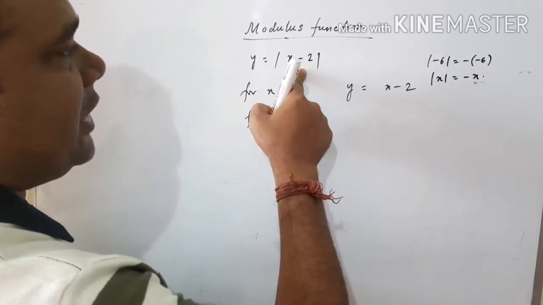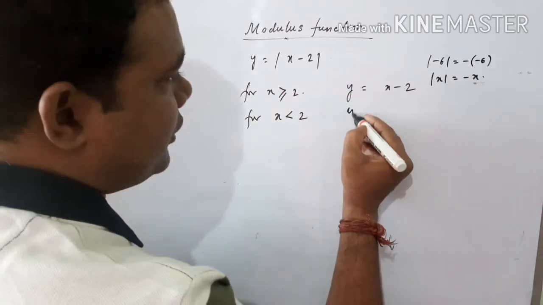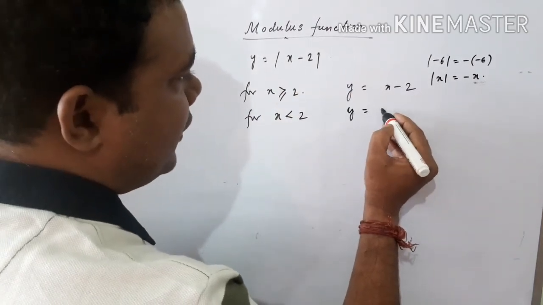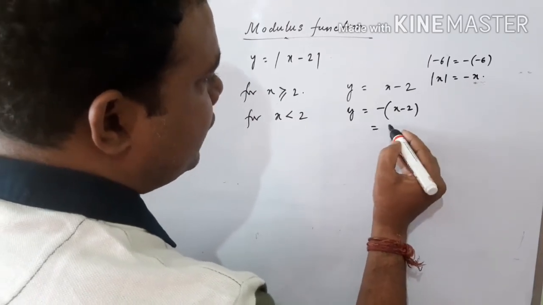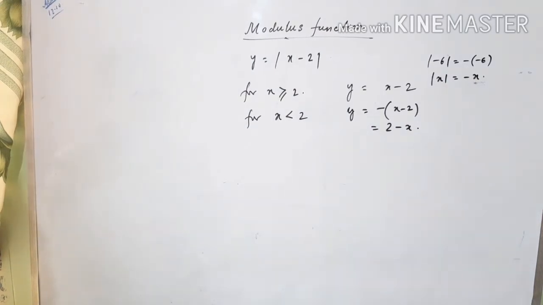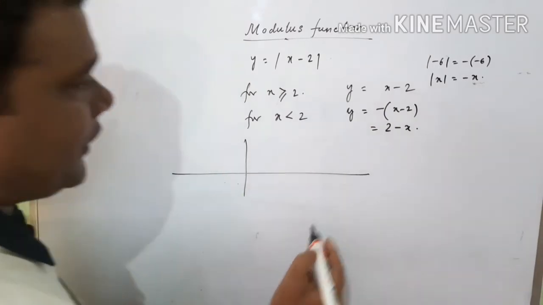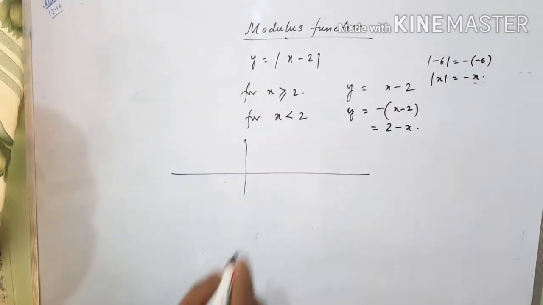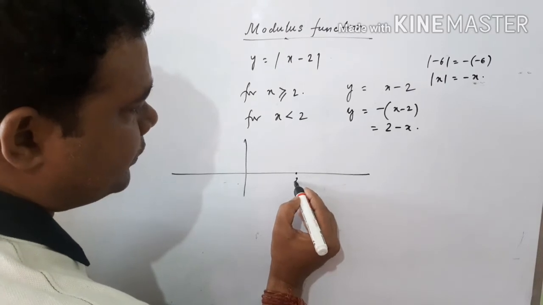Now here I am getting x is less than 0. Inside the mod the value is less than 0. So the form of the function is minus of x minus 2, that is 2 minus x. Now let us draw the graph of the function mod of x minus 2. Here is our y-axis and x-axis. Now see that the function is 0 at the point 2.